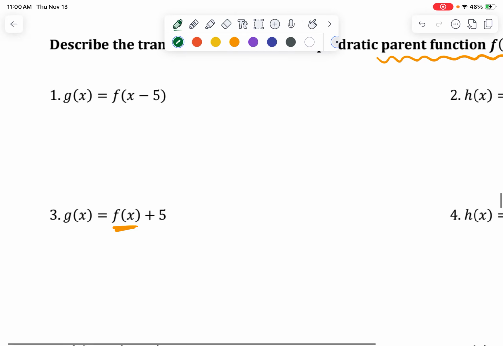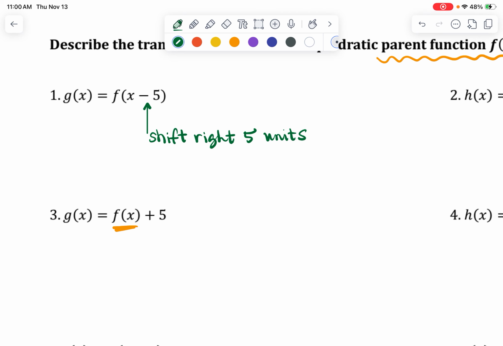Number 1. What does it mean if I have a -5 inside the parentheses? I'm hoping you're saying shift right 5 units. Okay. And that's it. So basically, again, you don't have to sketch a graph. I'm just going to show you. Right, if that's my parent function, 1, 2, 3, 4, 5. Now g of x is here because I'm just telling you to shift it right 5 units. Okay, so that's what my new graph would look like.